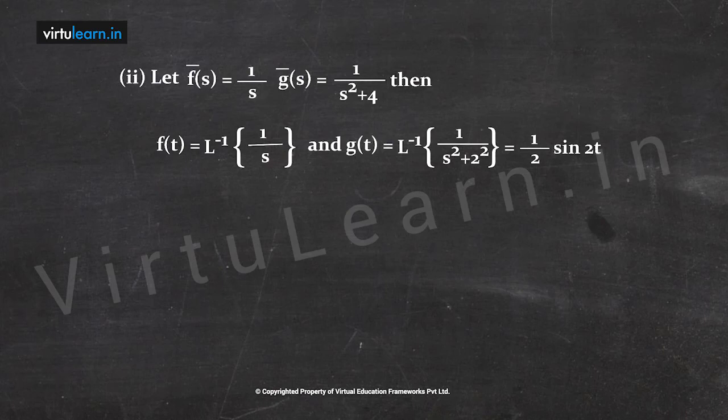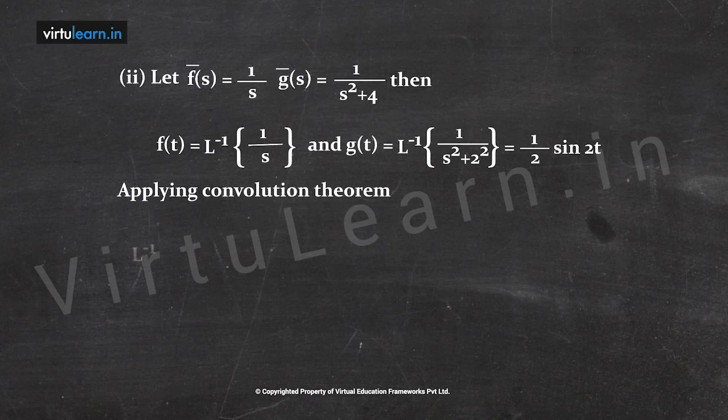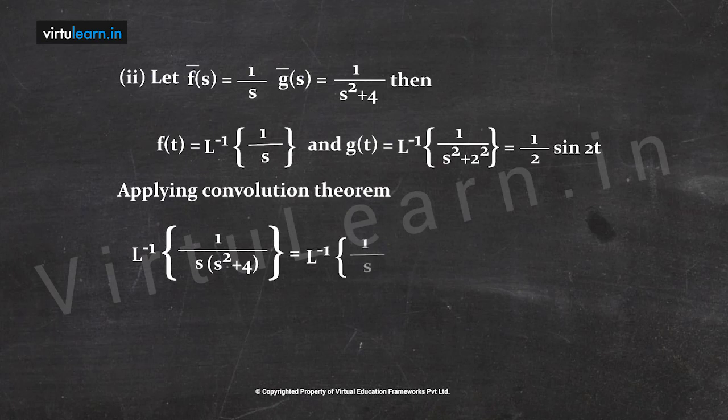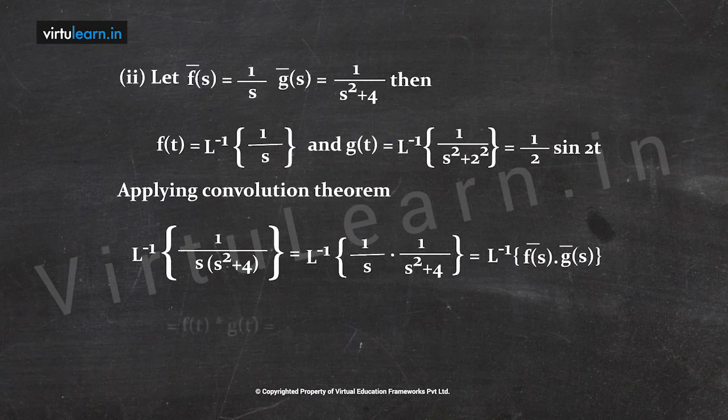Now I will apply the convolution theorem. L inverse of 1 by s into s square plus 4 is nothing but L inverse of f bar of s into g bar of s. Then L inverse of f bar of s into g bar of s is nothing but f of t star g of t. This is by the convolution theorem. Now I am writing f of t star g of t, which is the convolution product. I am just writing here the definition of the convolution product.